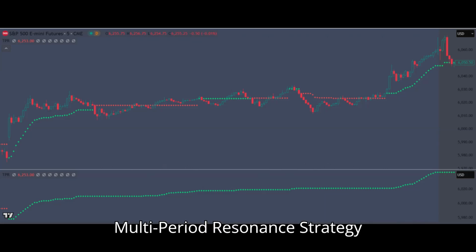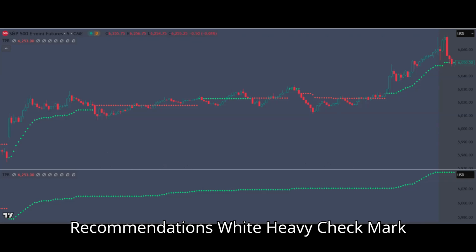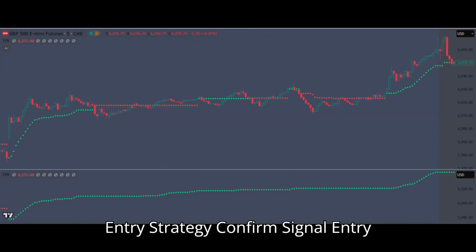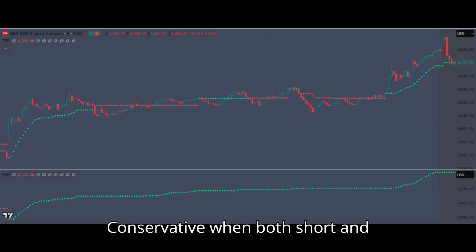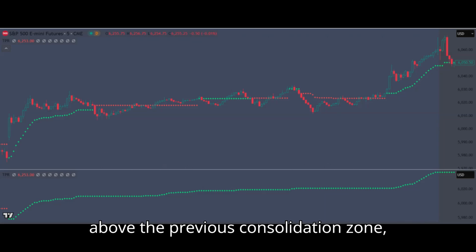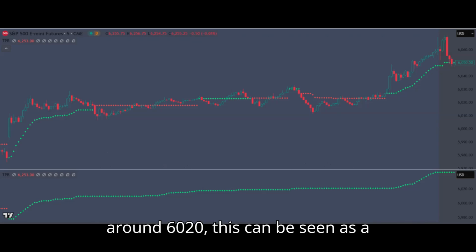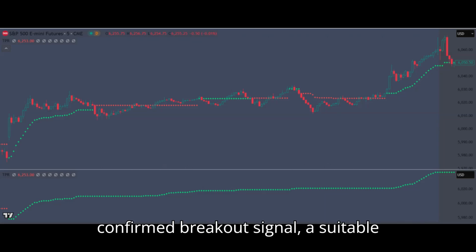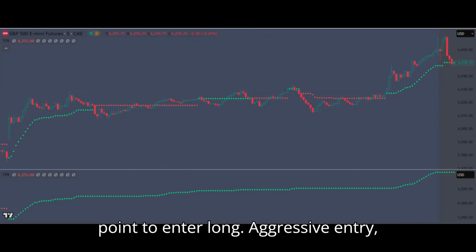Direct hit: multi-period resonance strategy recommendations. White heavy check mark: entry strategy. Confirmed signal entry, conservative: when both short and long-term TPR turn green and price breaks above the previous consolidation zone, around 6,020, this can be seen as a confirmed breakout signal, a suitable point to enter long.